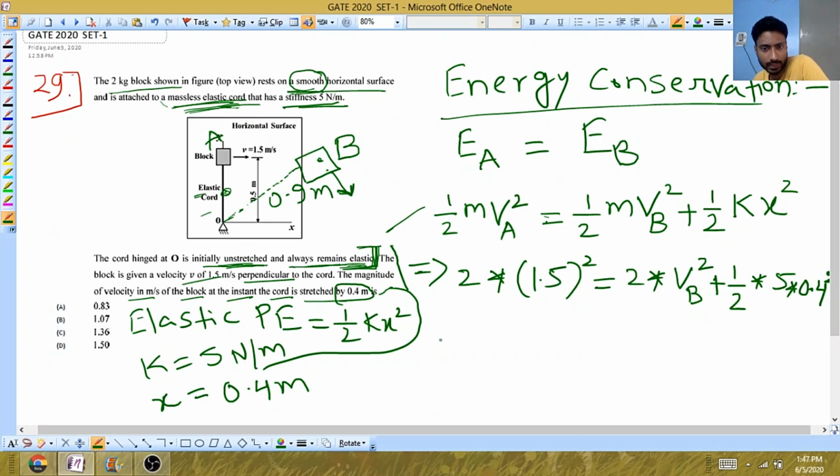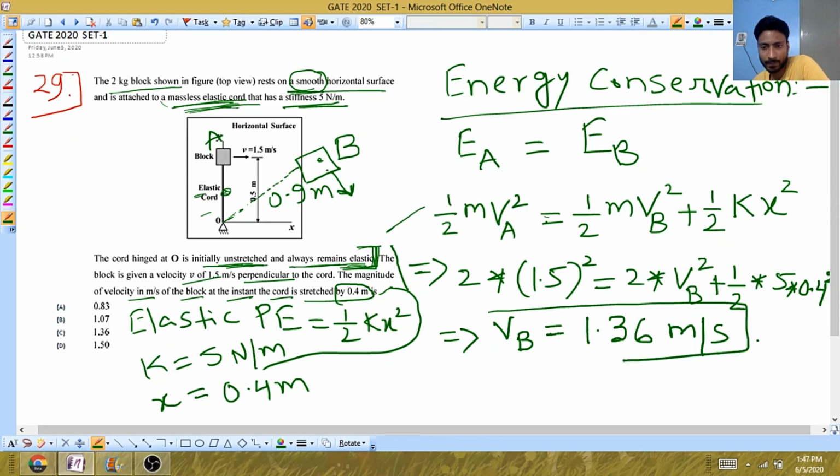So if you calculate the value, you can calculate it with the help of the calculator that I recommended last class. If you calculate this, you will get something near around 1.36 meter per second. So this will be the velocity at position B when the spring has stretched by 0.4 meter. So option C, you will see, is correct. If you still have any doubt, please mention it in the comment box.